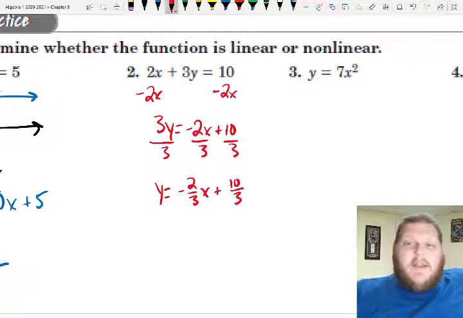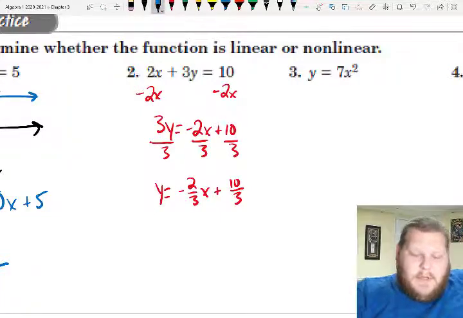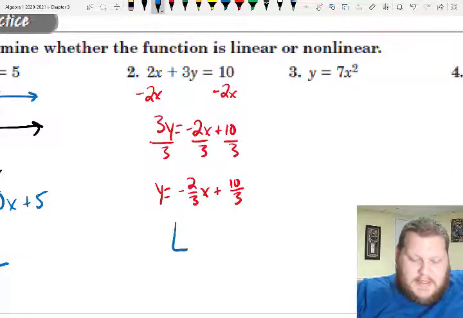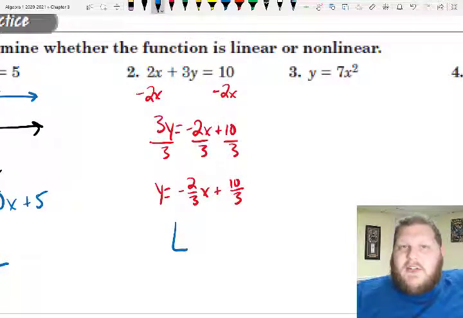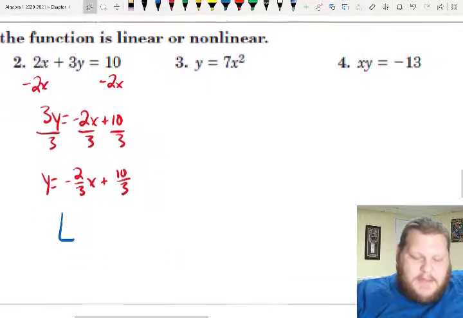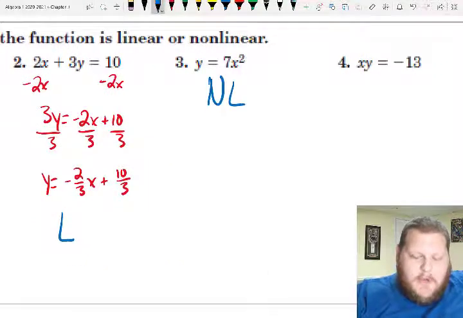So even though I've got fractions happening on the right side, my x is still just to the first power. It's not in the denominator. It's not anything else funky happening. So this is indeed linear. Our initial gut reaction to this was correct. Okay. Number 3, pretty straightforward. X is squared, nonlinear. Y is already by itself.